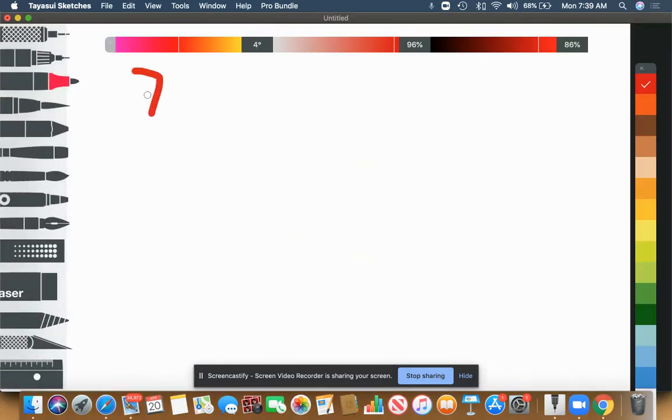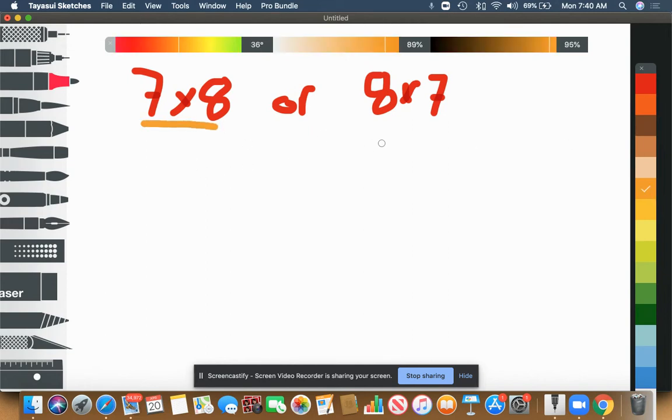I can say 7 times 8, or because of the commutative property of multiplication, 8 times 7. That's kind of a messy multiplication sign, but it is what it is. So it could be either 7 times 8 or 8 times 7. Either one is going to give me the same product. Remember, a product is the answer to a multiplication problem. Either one's going to give me the same product because of the commutative property of multiplication. Doesn't matter if I do 7 times 8 or 8 times 7, I'll get the same answer.